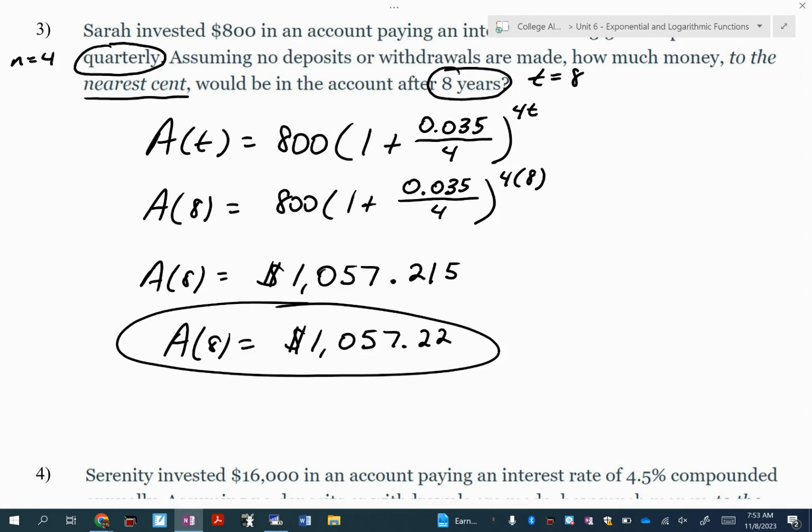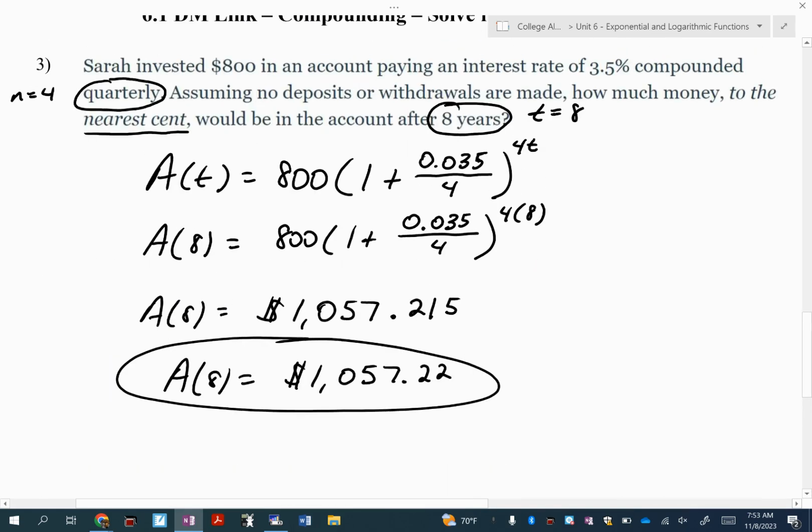Any questions on number 3? No. Let's go to number 4. And then don't forget, we're not done after number 4. I'm going to go back up to number 2. All right. Okay, here we go.